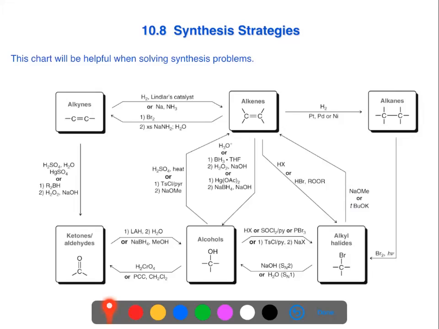So again, when working on synthesis problems, I find this chart quite helpful. And now you can see that we've covered the majority of the reactions on this chart. Specifically in this section, we've looked at a few new reactions that can convert alcohols to alkyl halides and vice versa. And we've also spent some time looking at oxidation reactions to convert alcohols to aldehydes and ketones, as well as the reduction reactions, which take us back to the alcohol.